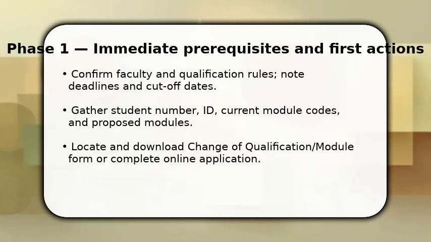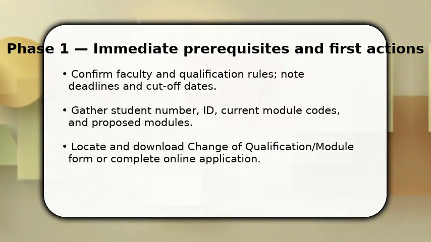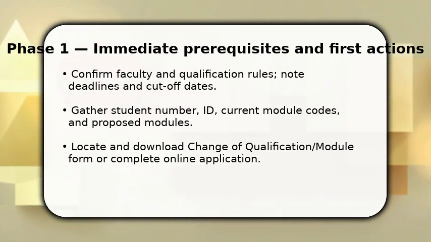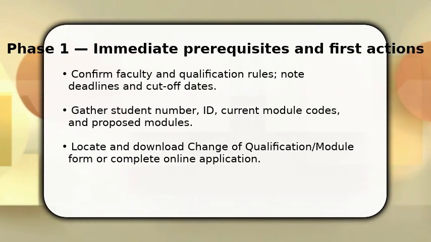You start by confirming eligibility and the exact deadlines. Read your qualification rules now so you don't miss dates. Once you know you qualify, collect your student number, ID and current module codes, plus the codes for the course you want. Then find the official change of qualification or module form, either download it from my Unisa or prepare the online application, so you can begin the formal submission immediately.